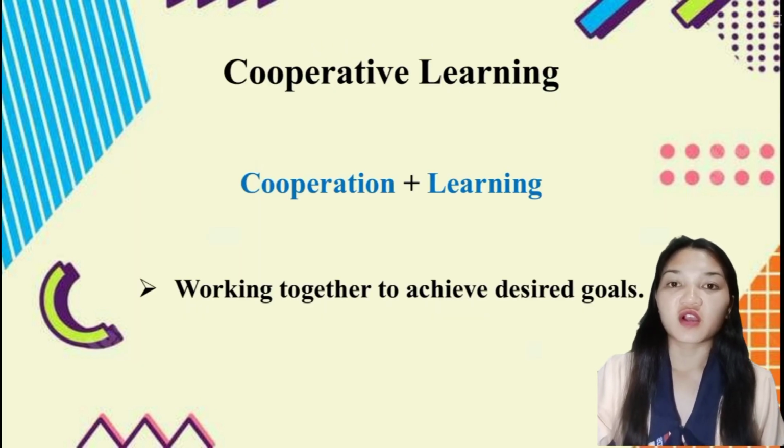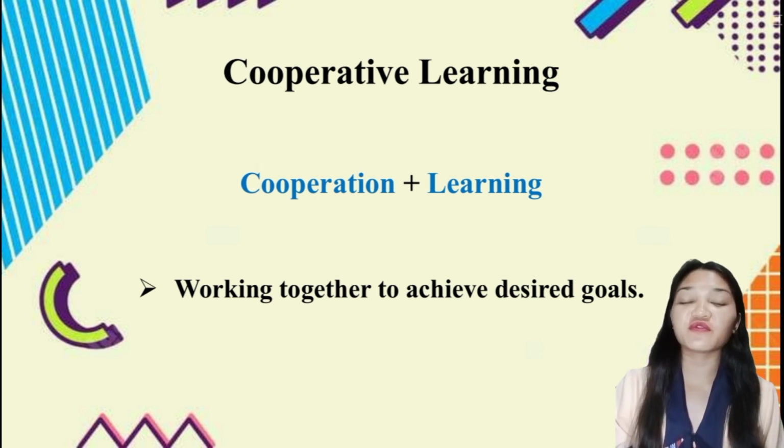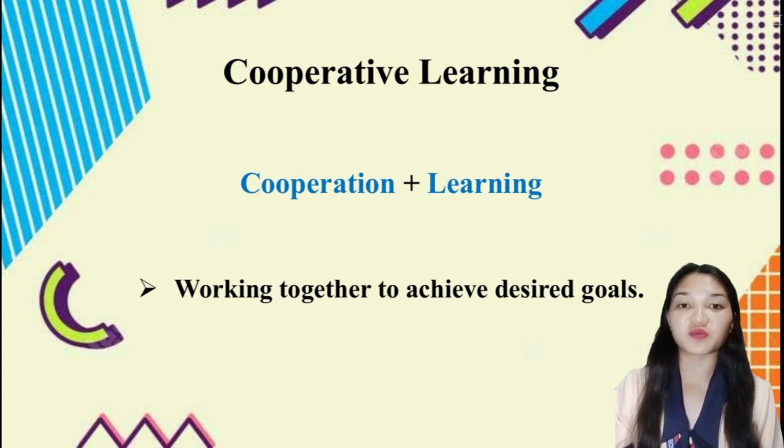Cooperative learning. Cooperation plus learning means working together to achieve desired goals. Cooperative learning structures are very specific strategies that can be used to organize interactions between students who are working in cooperative learning teams. They regulate interaction between peers. Some are best for teamworks and others involve the entire class.